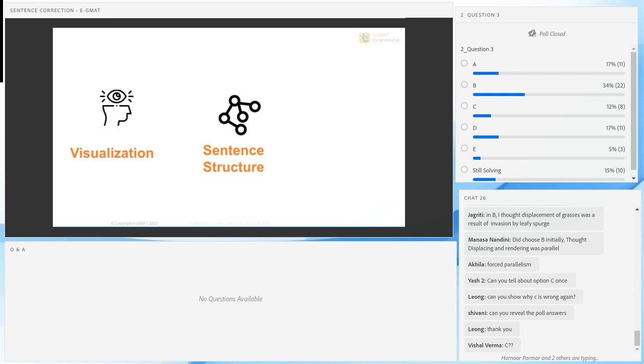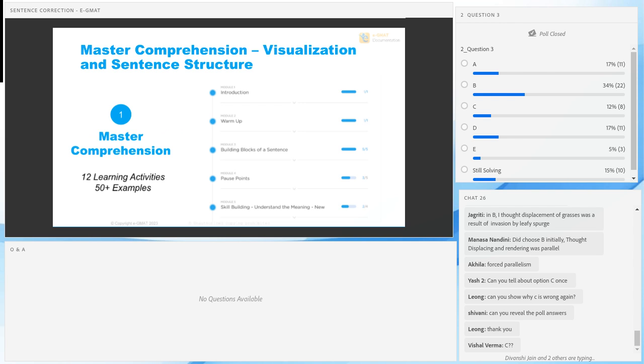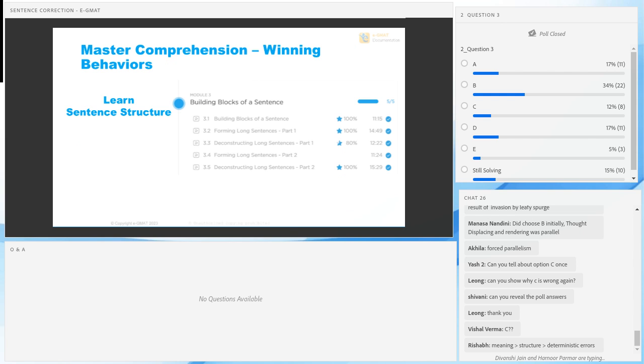We've talked about visualization to death. We've talked about sentence structure. You do need solid grammar. There's no way that I am undermining the use of grammar or the learning of grammar. So you have to first go through the master comprehension course. We've already gone through the details of that. You have to learn the sentence structure, and here again, we build skills for life.